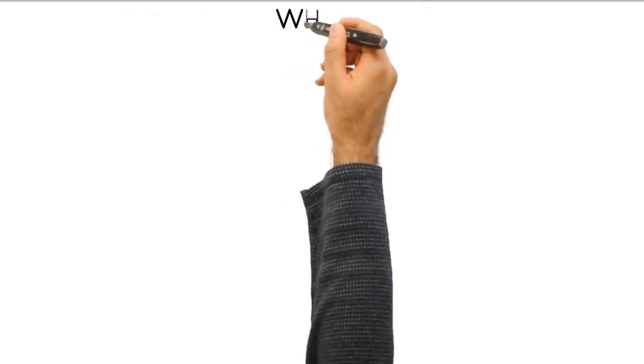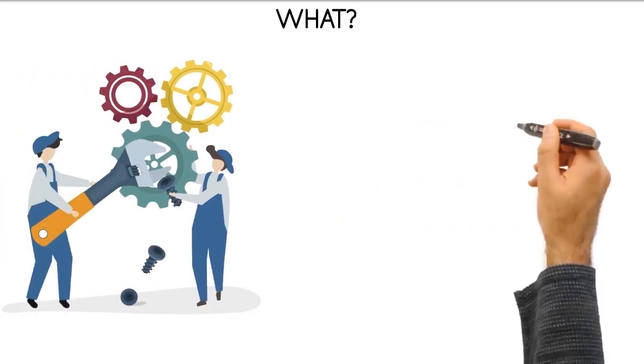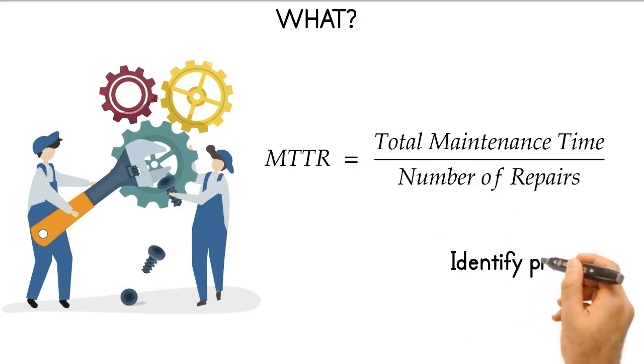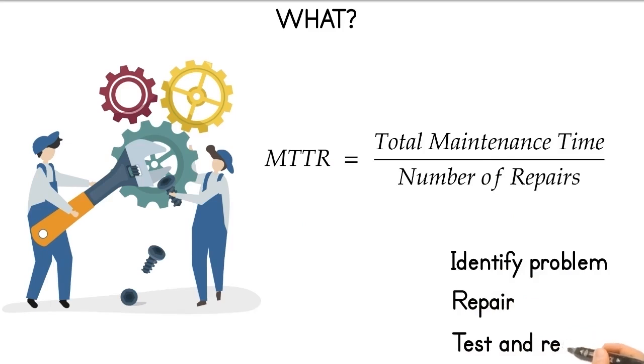Mean time to repair, MTTR, is the average time required to diagnose and fix a failure in equipment or machinery. It typically includes time spent identifying the problem (diagnosis), time spent repairing the system (actual repair time), and time to return the equipment to full functionality (testing and restart). MTTR is expressed in hours or minutes and is typically calculated by dividing the total time spent on repairs by the total number of repairs performed over a certain period.